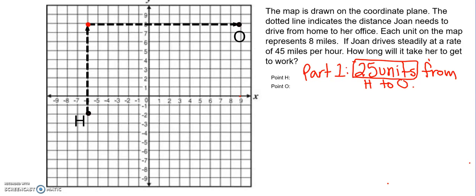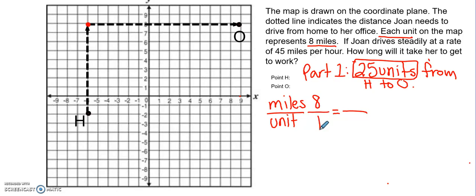So part 2 of this problem is that I need to figure out how many miles she travels to work. I see each unit is 8 miles. So I have miles per unit. Remember, when we hear per, we think proportions. So we have 8 miles to 1 unit. Press pause and fill in the other piece.